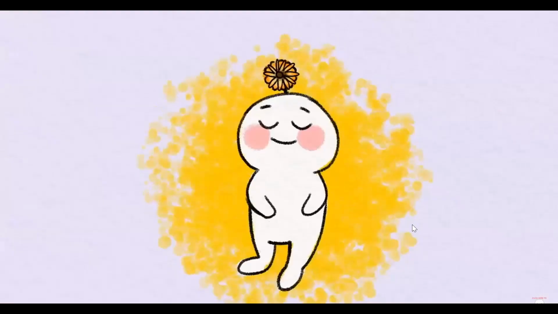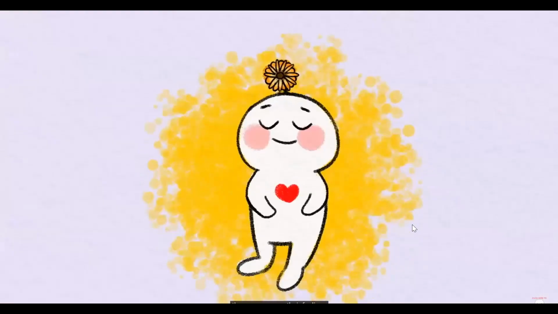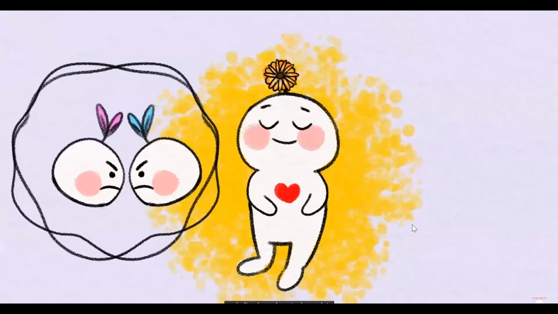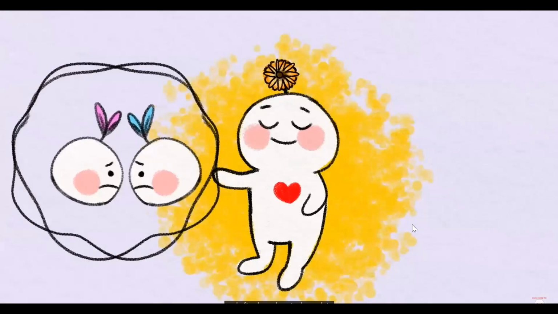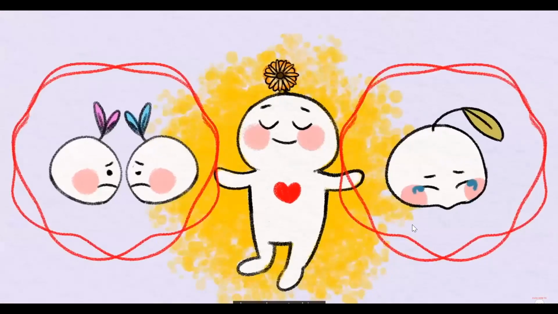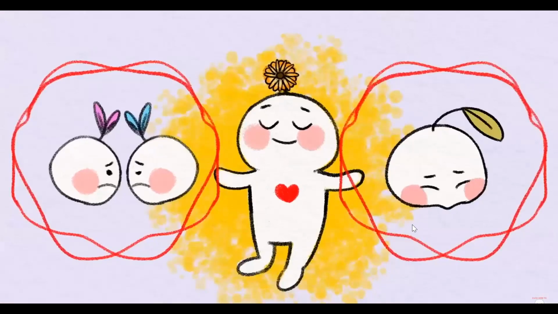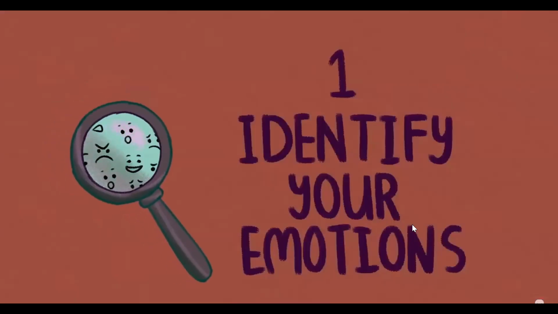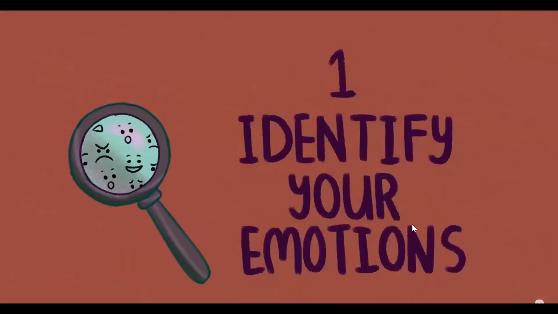When someone is emotionally mature, they can manage their feelings in nearly any situation. They possess empathy for others and often know how to de-escalate a conflict if necessary. They're the person you go to when you have a tough issue you need to talk about. Sounds great, right? Well, to help you get a grasp on your emotions, here are 8 ways to become more emotionally mature. Number 1, identify your emotions.